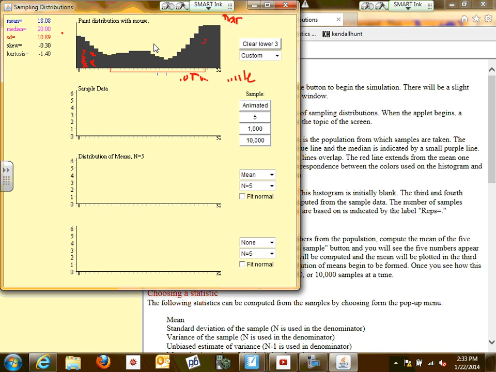This would be considered the parent population. This is full of individual times. We're going to call this the parent. See, you get me off my game here. P-A-R-E-N-T, parent population, because these are all individual values. These are not averages.